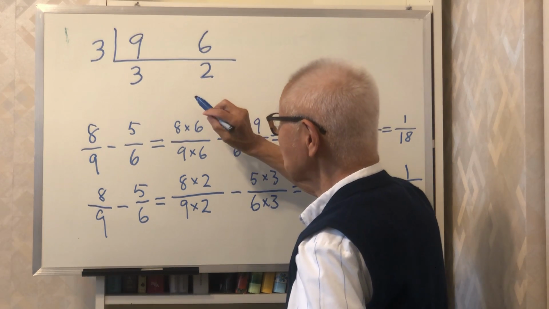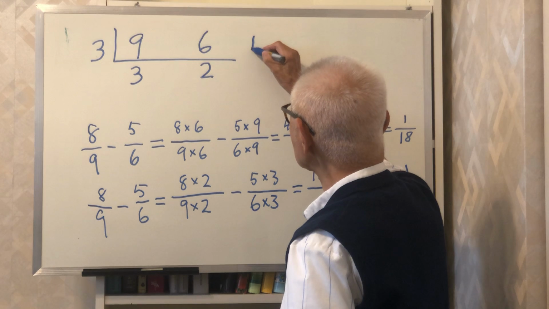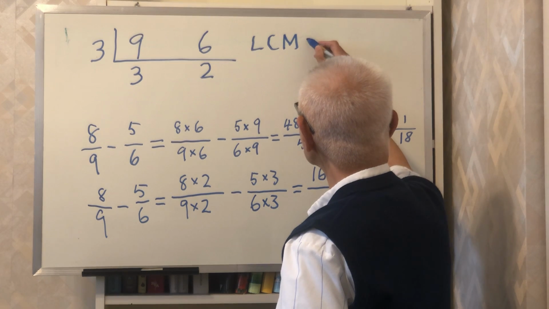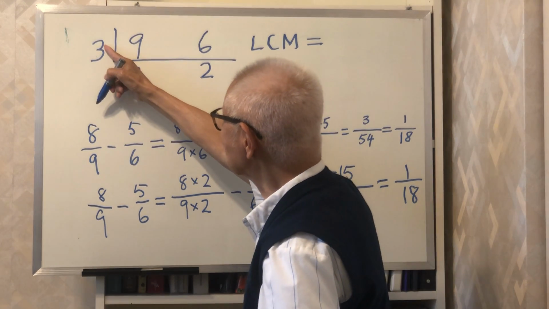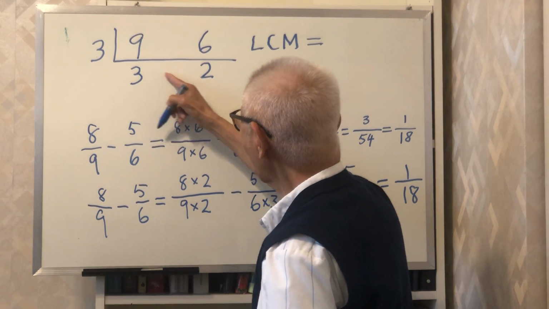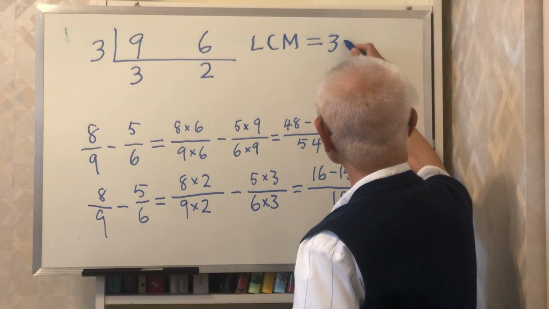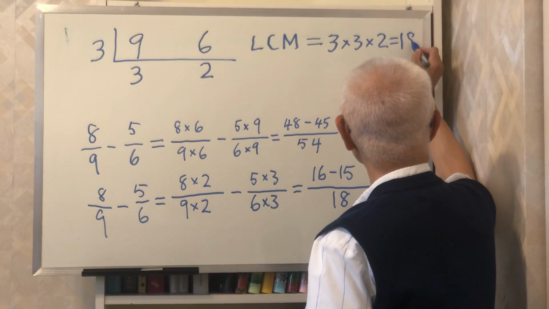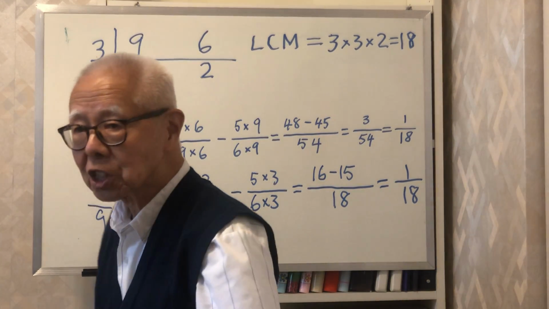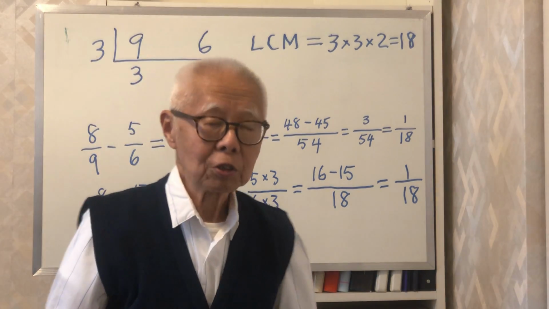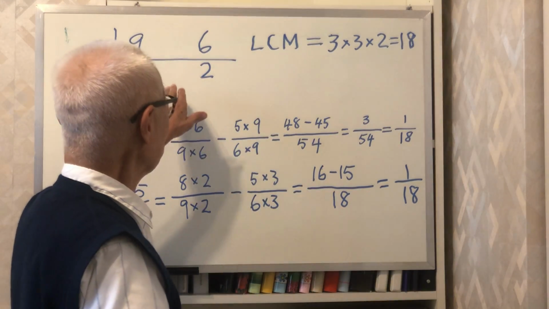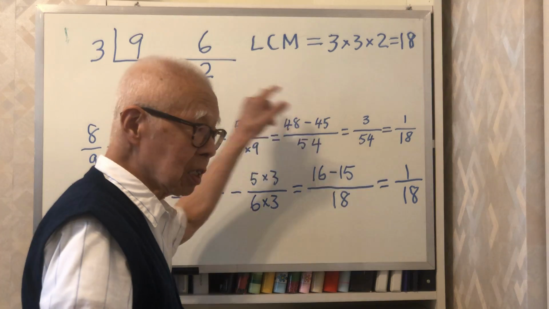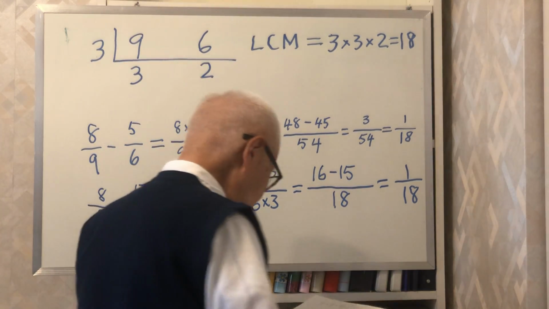What is the common denominator? The common denominator, we call it the lowest common multiple, LCM. The LCM is this times this times this. And the answer is 18. So this is how you find the common denominator systematically, doing it this way. Okay, let's learn this way. So let's have another example.